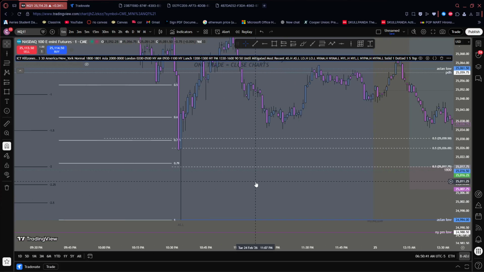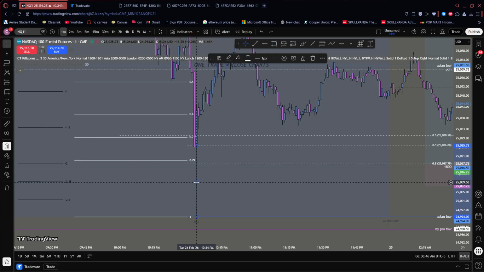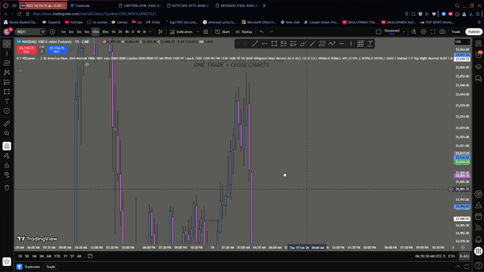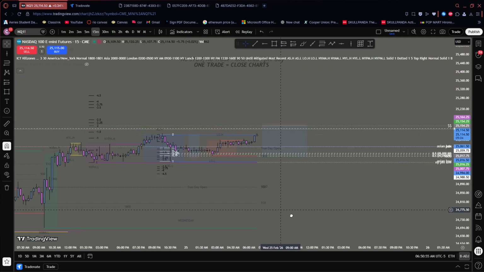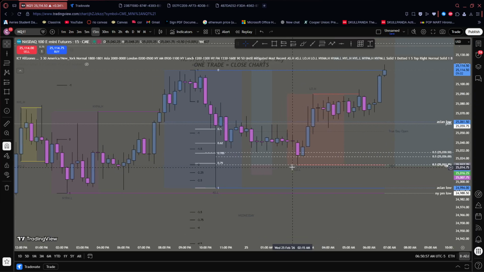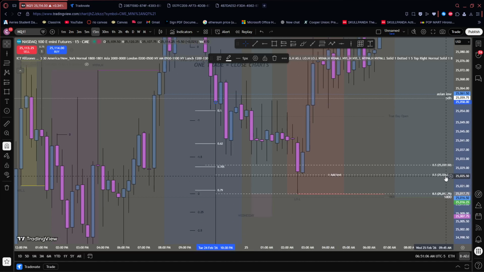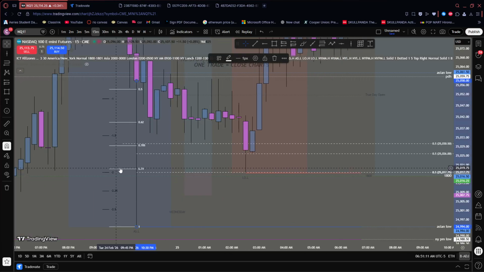Although there were a few rejection blocks I could have taken, for example, the 1 minute CE would have been down here, or the 15 minute, which I have marked out as well. I'm pretty sure it's this one, this dotted line. That was the 15-minute CE, but guess why I took the 5-minute one? Because it aligned with OTE 0.79.